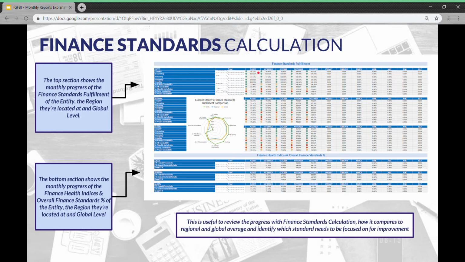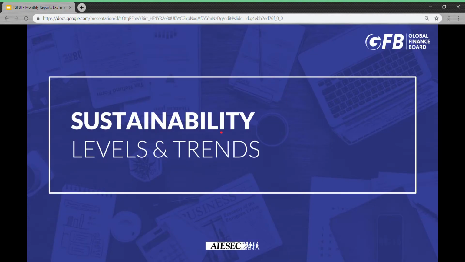This is more on the monthly progress that's been happening based on the finance standards so far. There's also this graph right here which shows the comparison of entity, regional, and global. So if your entity is more on the outside, meaning it is higher than the regional and global, then that's good. If certain parts of the entity are lower than the regional and global, then I would suggest you focus on them.